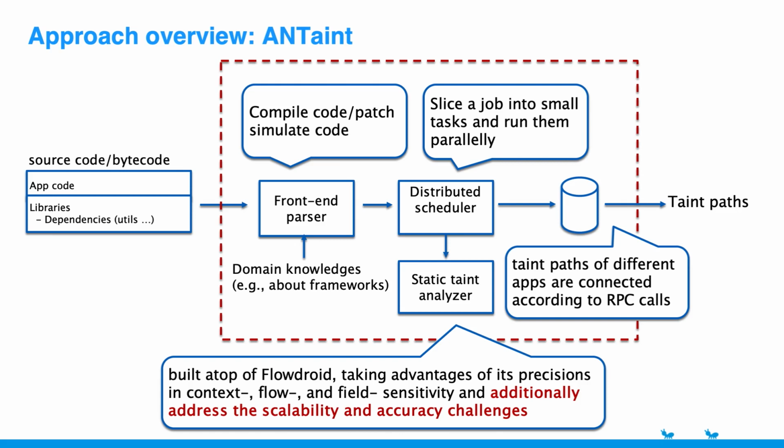The distributed scheduler slices a job of analyzing one application into small tasks and runs them in parallel. Each task is assigned to a static taint analyzer. The analyzer is built atop the state-of-the-art tool, FlowDroid, taking advantage of its precision in context, flow, and field sensitivity, and additionally addresses the scalability and accuracy challenges.